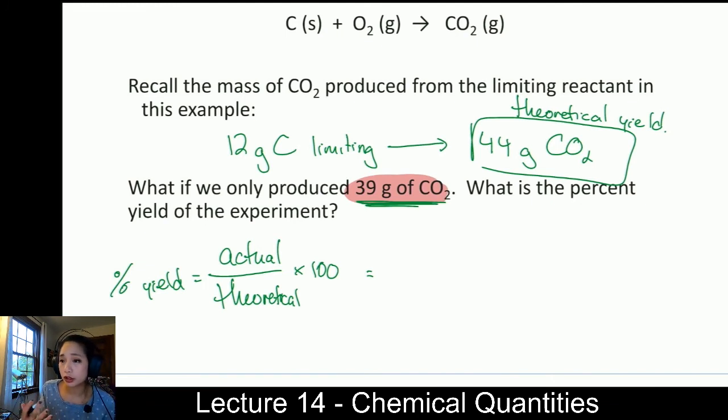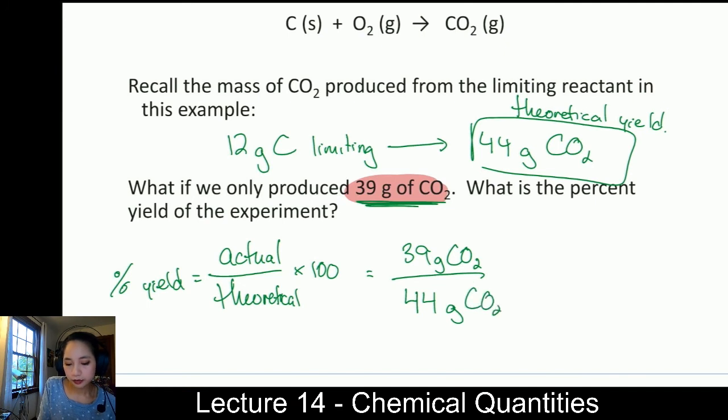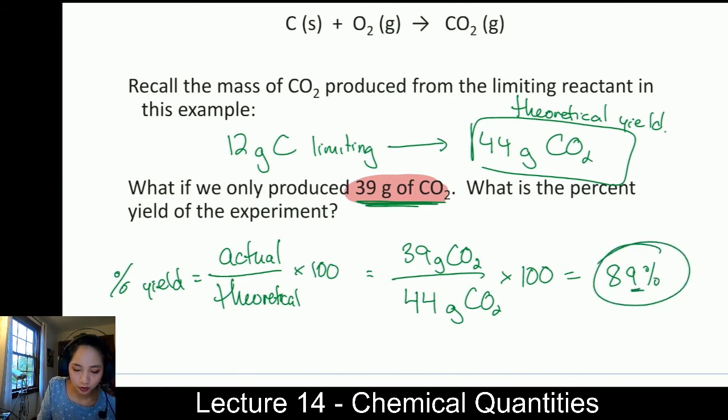We only produced 39 grams of CO2 in lab. The theoretical amount of CO2 that we got from doing reaction stoichiometry and the limiting reactant is 44 grams of CO2, times 100, and that is about 89% yield. Two sig figs, because both of these numbers only have 2 sig figs. All right, so that's a B+. That's a pretty good yield, 89%.